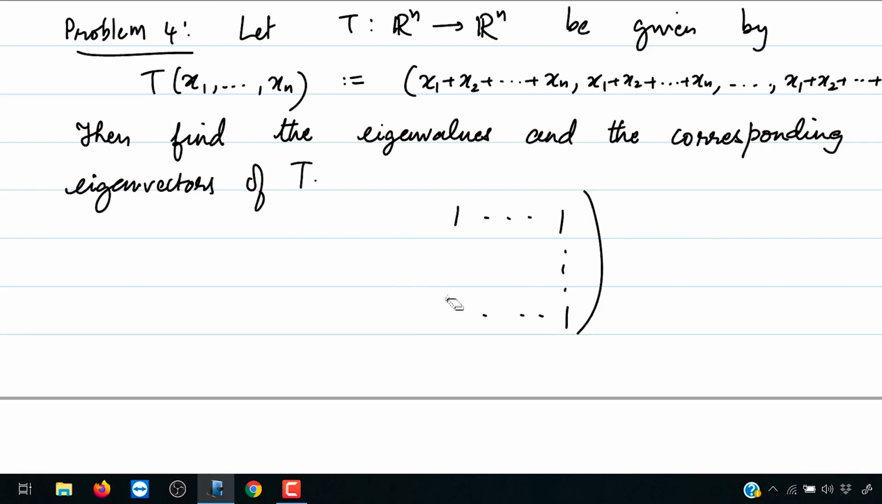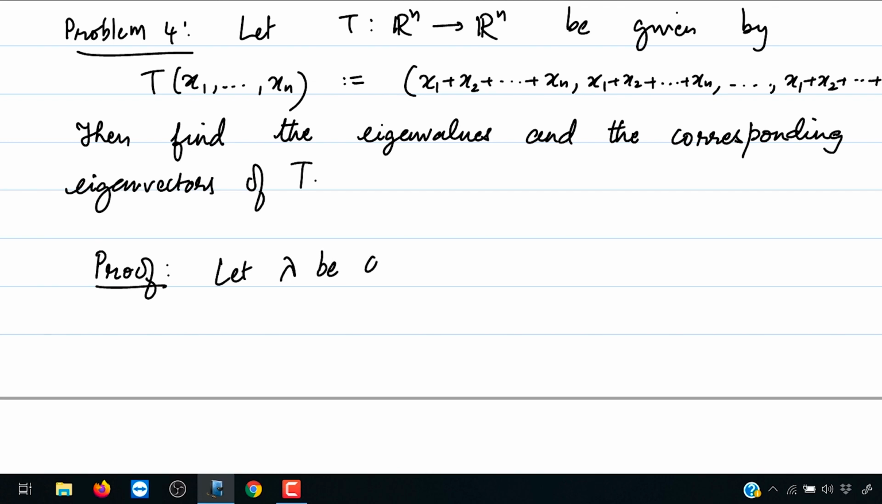Okay, so for us the language of linear transformations and matrices have already been noted to be the same through identifying a basis, so it's the same for us. So let's go ahead and see what the solution to this problem is. What is an eigenvalue? An eigenvalue is a scalar lambda such that there exists some non-zero vector v where Tv is equal to lambda times v. So let lambda be an eigenvalue.